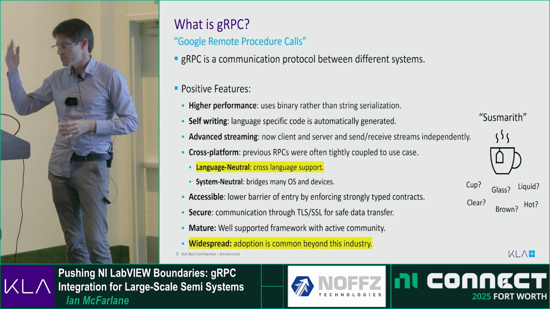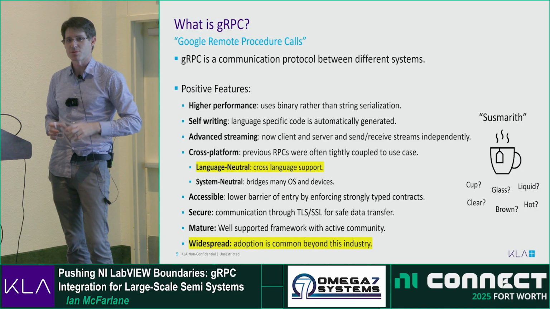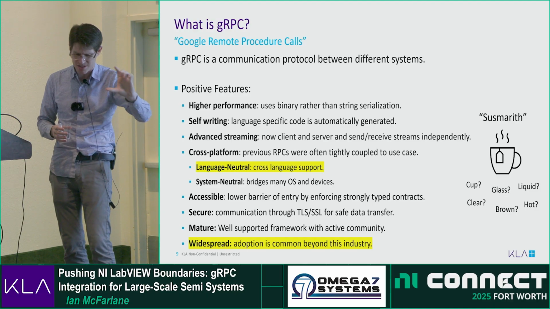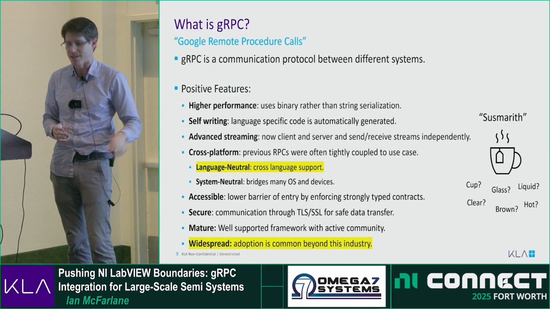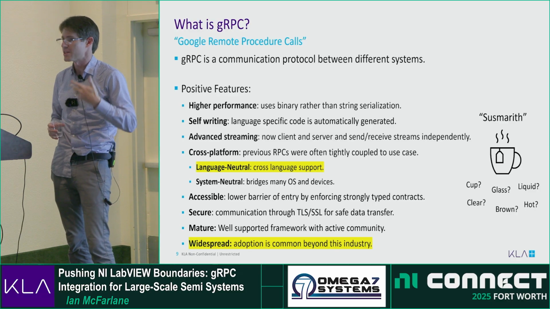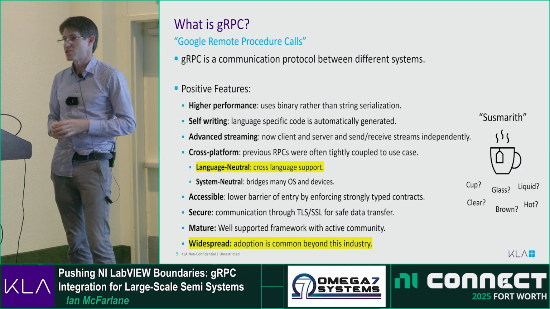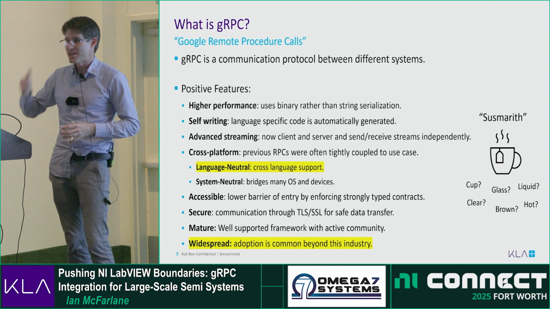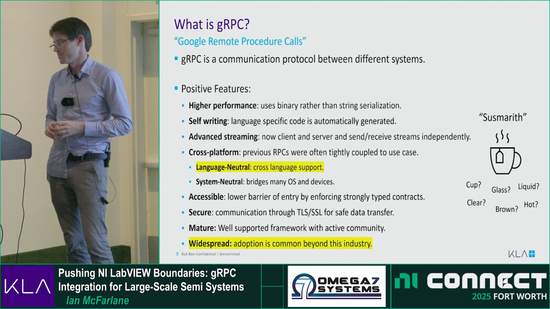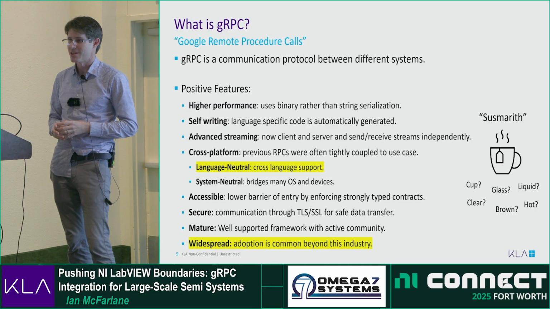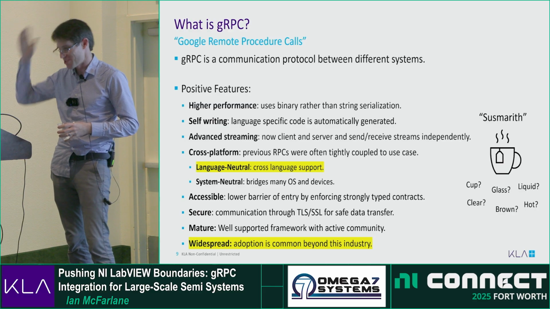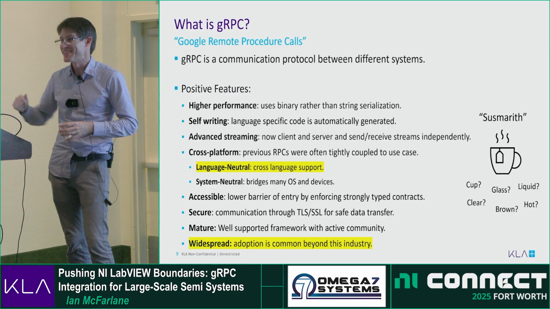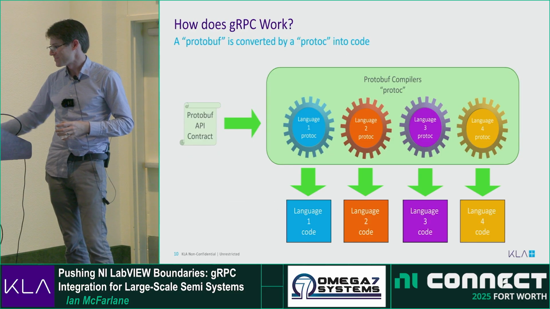It being accessible, so it has very strongly typed contracts, which makes it a little bit easier to onboard new engineers. They don't need to understand the whole system. Just get this contract right. And it has clear documentation so they can do it safely. It's secure. It's using good security. And it's mature. It has good support, an active community, and it's open source, which is wonderful. So that's an attempt at what is gRPC.